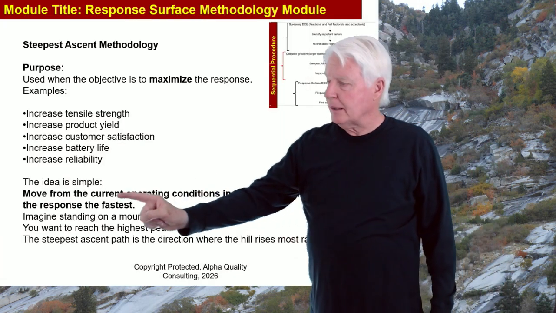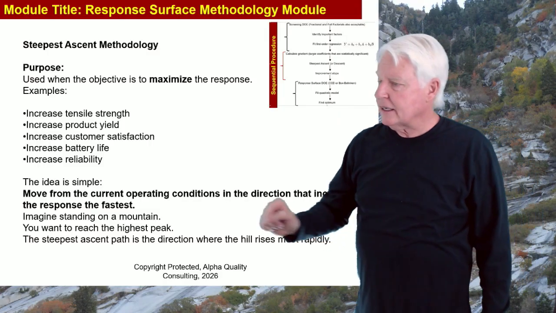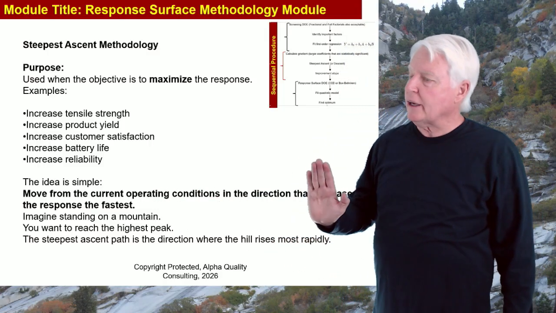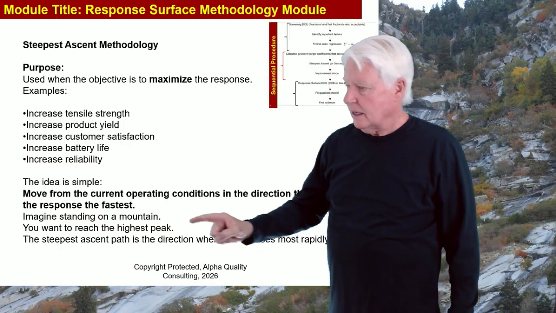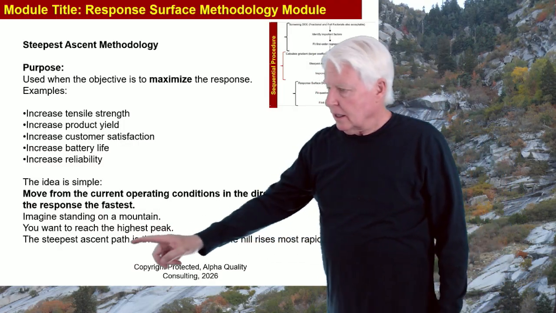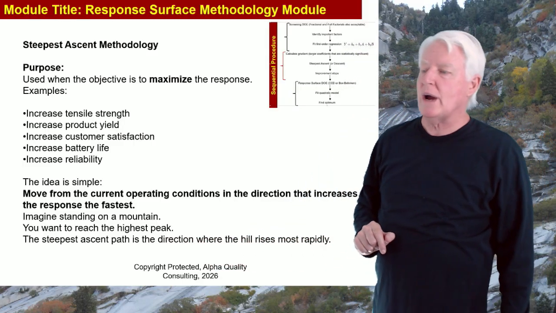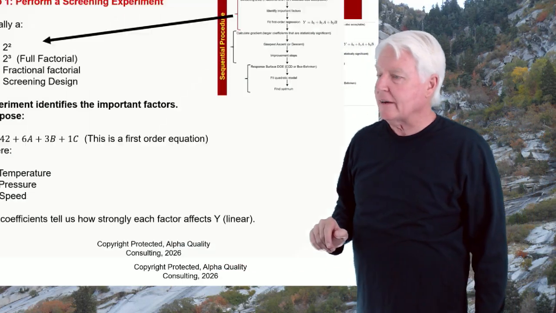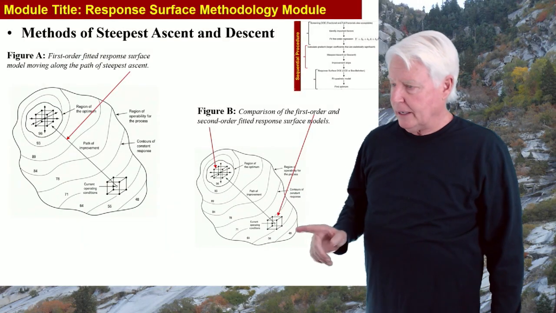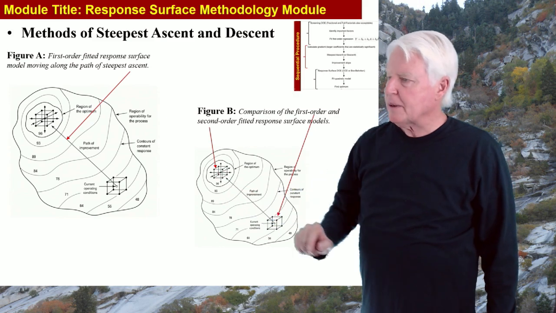So the idea is simple. Move from the current operating condition in the direction that increases the response the fastest. So you're looking for the steepest ascent. Imagine standing on a mountain, you want to reach the highest peak. The steepest ascent path is the direction where the hill rises most rapidly. So that's what we're looking for. Going back to this diagram here, we're looking for the steepest ascent to get on top of the mountain.